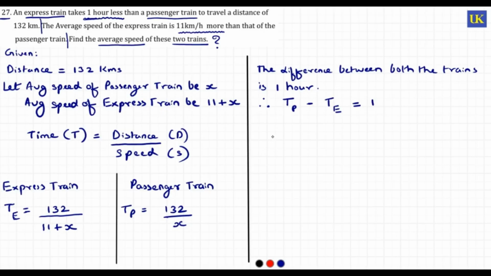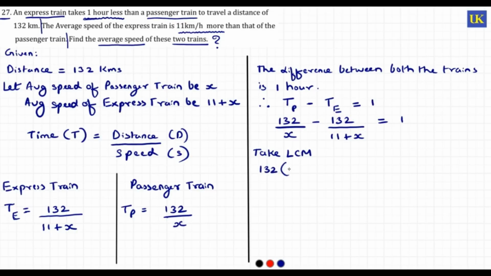Now TP details we will input here. So TP is how much? 132. Here I have written 132 upon x minus T is how much? 132 upon 11 plus x is equal to 1. Now what we have to do? We have to take the LCM here. Okay, we need to take LCM in the next step. Take LCM, because we have a minus sign and we have fractions, so we have to take LCM now. So when we take LCM, this particular thing is going to come and sit here and this x is going to get multiplied here. Okay, so I will write it here.